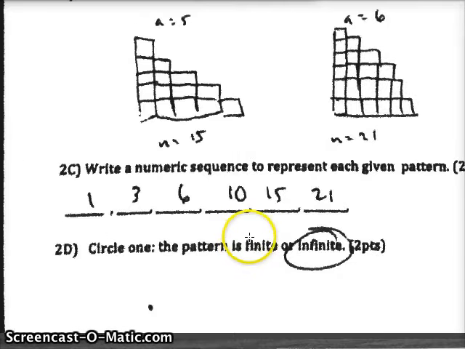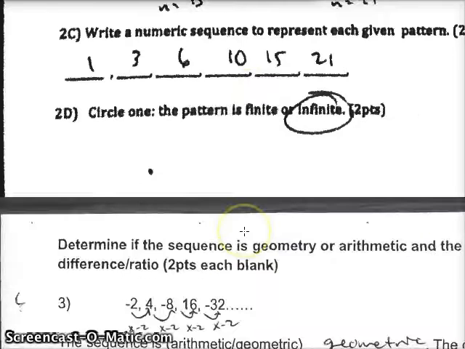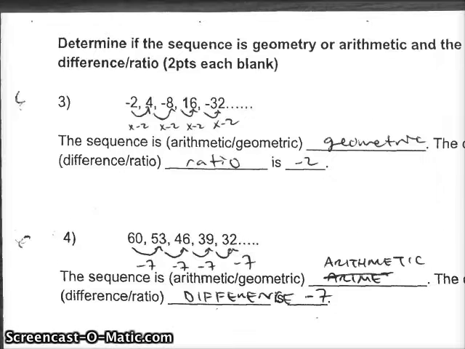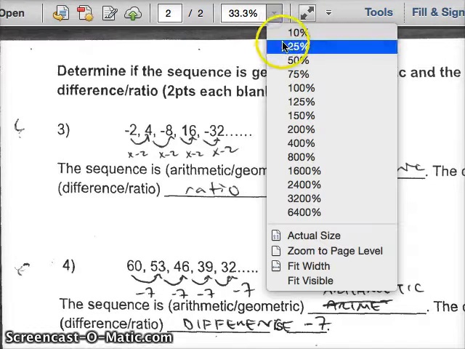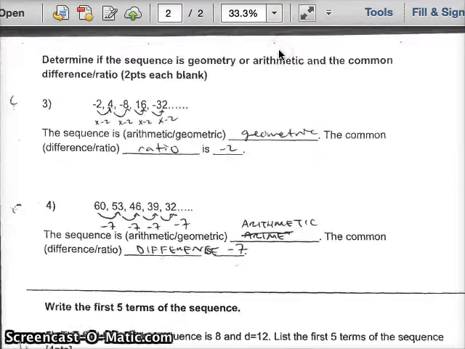On the back side, determine if the sequence is, let's just say, a geometric or arithmetic, and the common difference or ratio. 2 points for each blank.